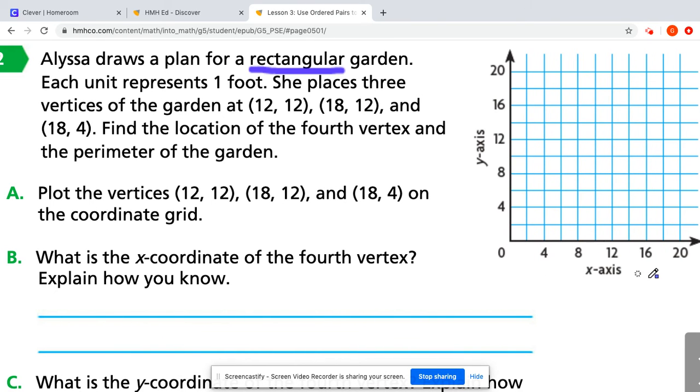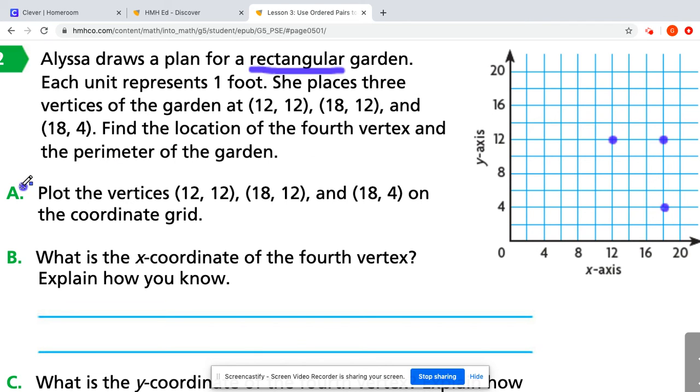So they're giving us coordinates. I'm going to go to (12, 12). There's 1 point. Then it goes to (18, 12). Remember, these are even numbers, so between 16 and 20 is 18. (18, 12). And (18, 4). So we're going to go back to 18 and come over here to 4. Find the location of the 4th vertex, that 4th point, and the perimeter of the garden. So these are our 3 points.